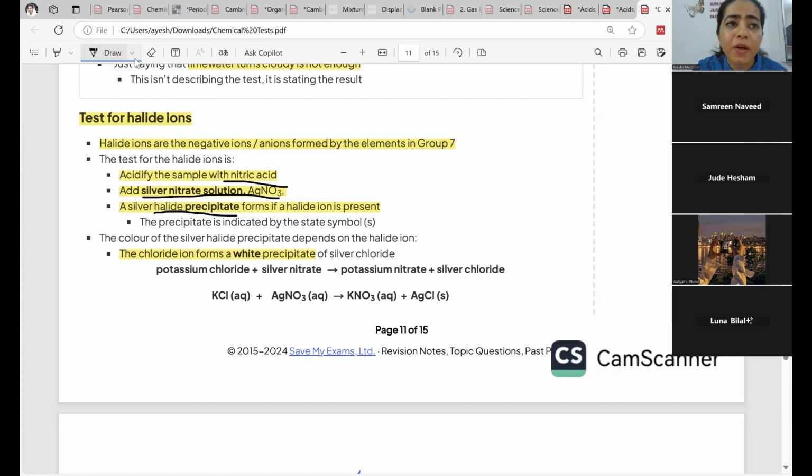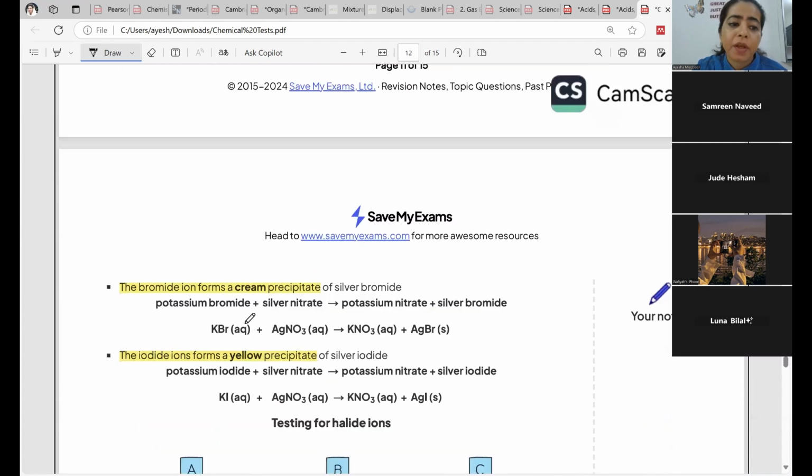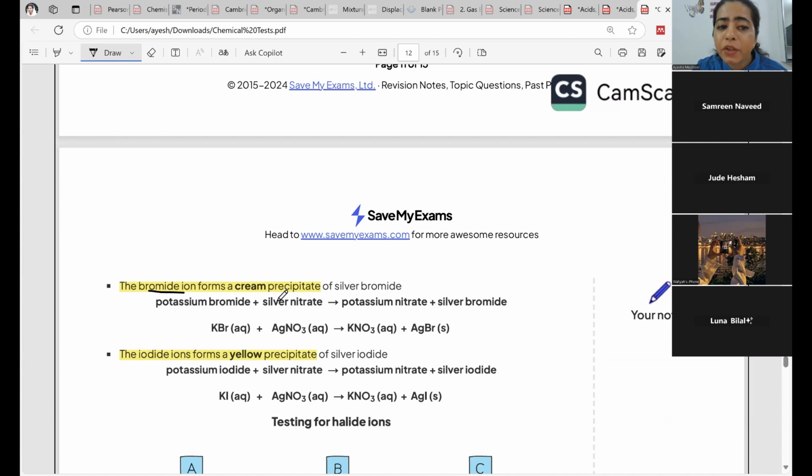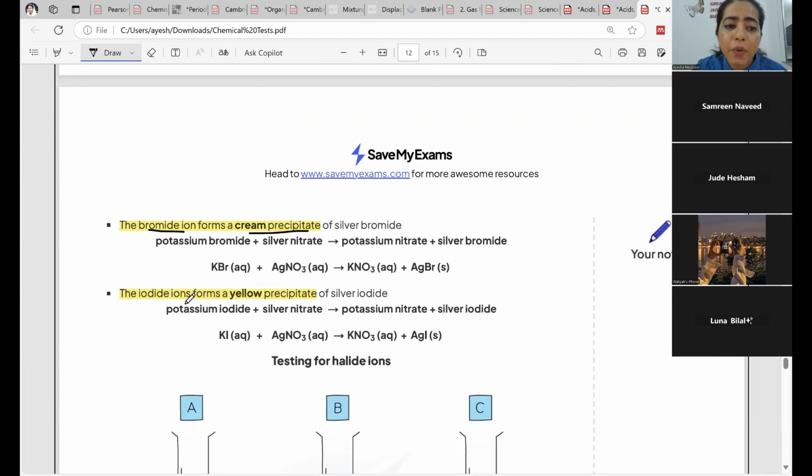Before I tell you the detail of why we are adding the acid or the silver nitrate, let me tell you the colors first of all. You will get 3 different colors. If chloride is there, the final precipitate color is going to be white. If bromide is there, then you will get cream precipitates at the end. If iodide is there, you will get yellow precipitates at the end of the solution. That will confirm which halide is there.